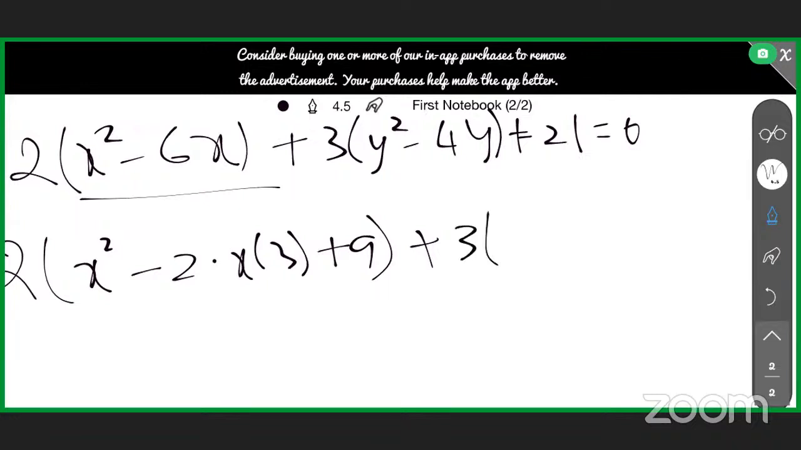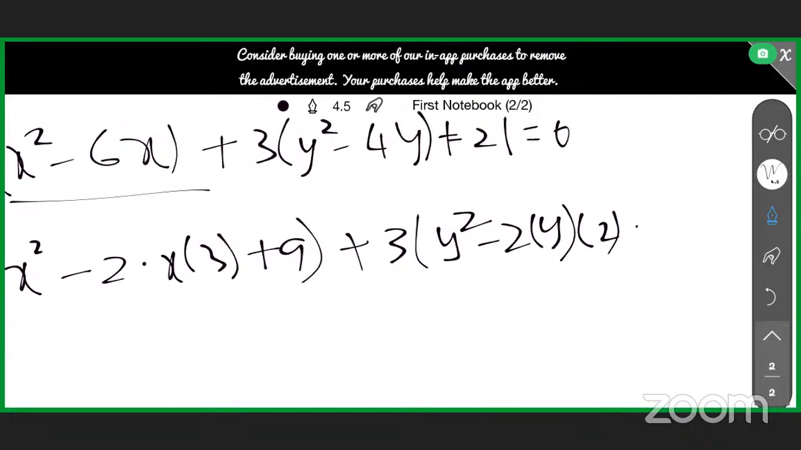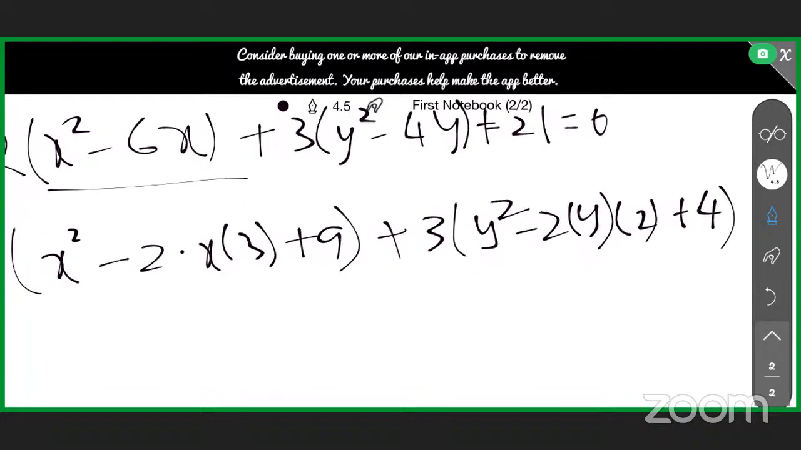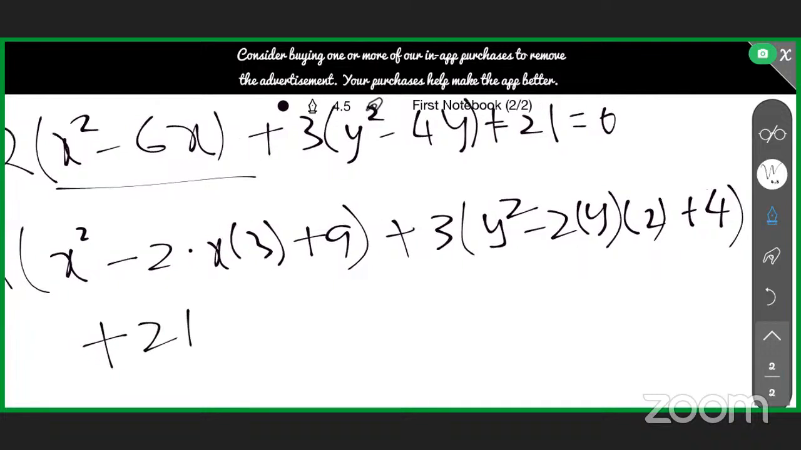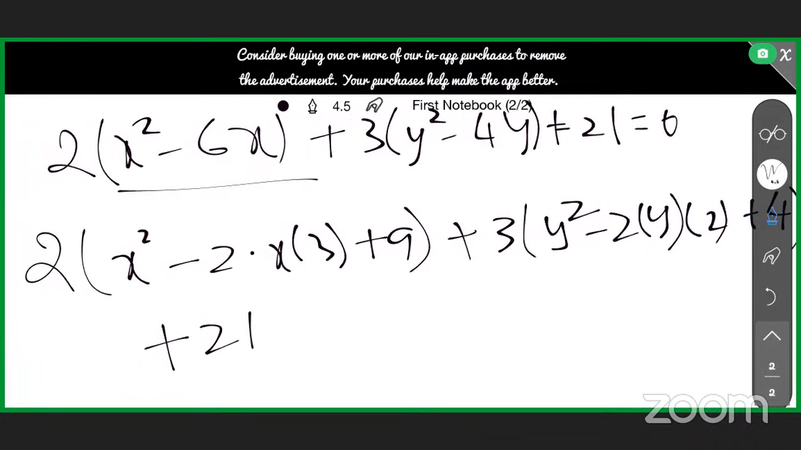Okay, 3. Here also, make it a perfect square: y square minus 2 into y into 2 plus 2 square is equal to 4. So now I have to add and subtract some things. 21 is there. Here I have added 9 into 2, 18, so I have to subtract 18 here.